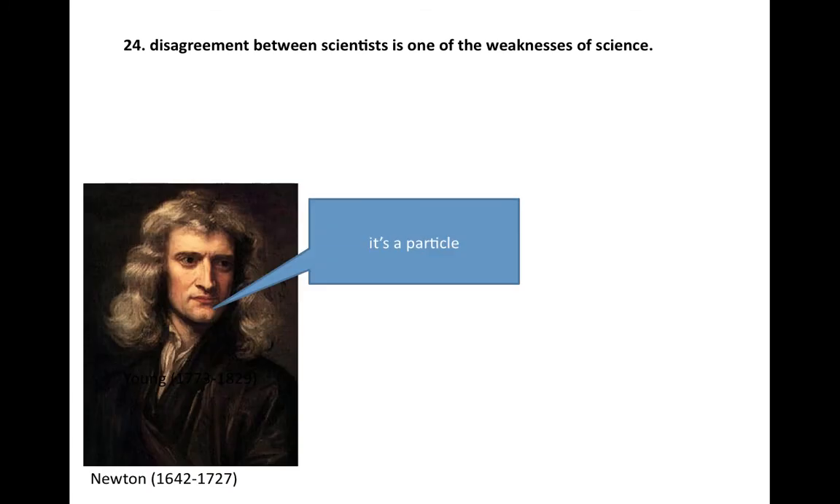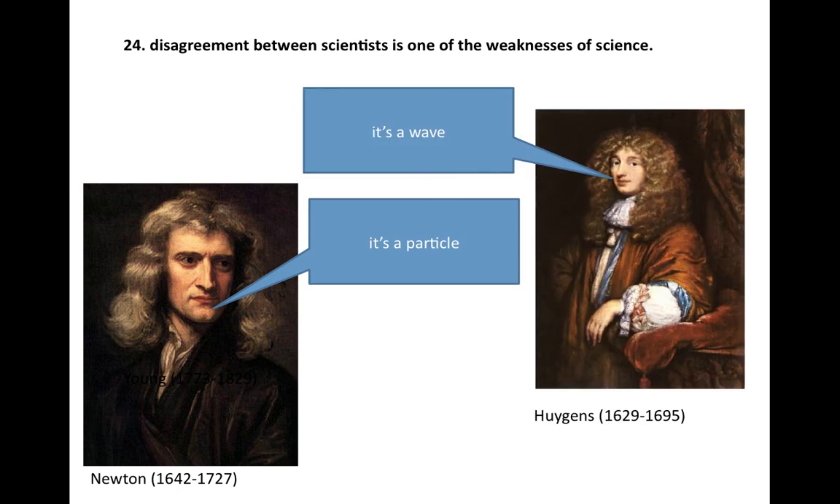Let's have a look at the disagreements between scientists, which is one of the weaknesses of science, and let's look at the research into what is light and what is the nature of light. So for example, Newton, when he was doing his research, he was saying that light was a particle, and so he did a whole heap of experiments, and he was able to show that light was a particle. However, this guy Huygens, he also did experiments, but his experiments showed that light was a wave.